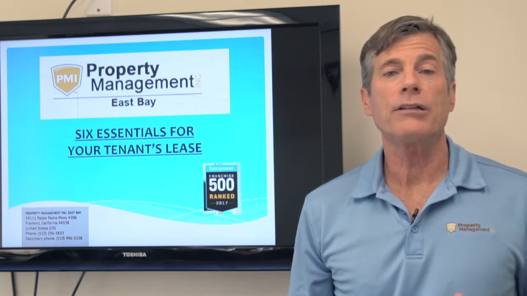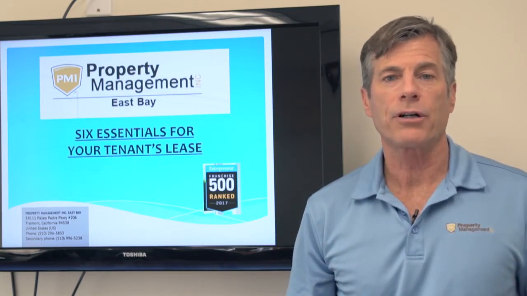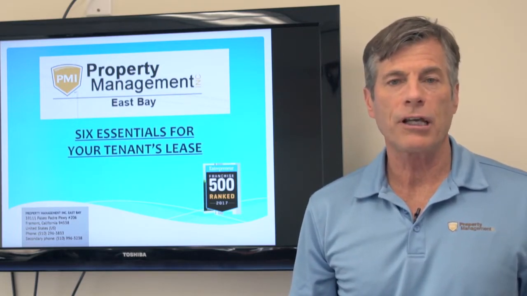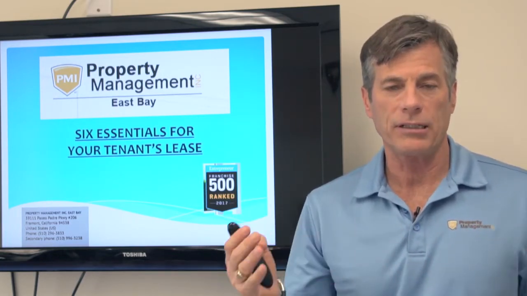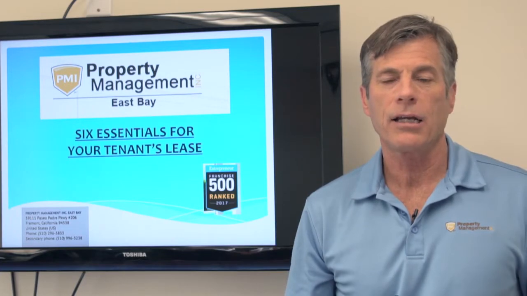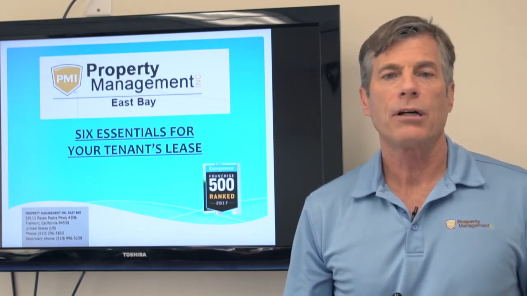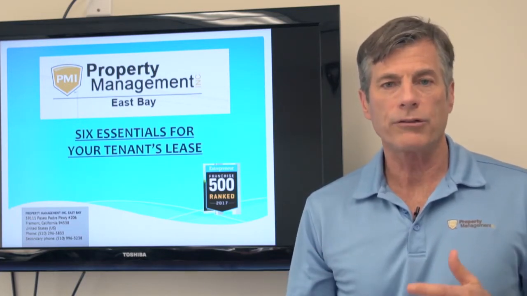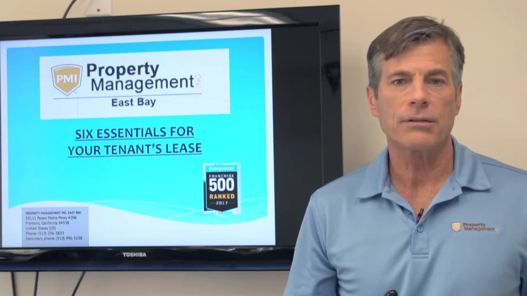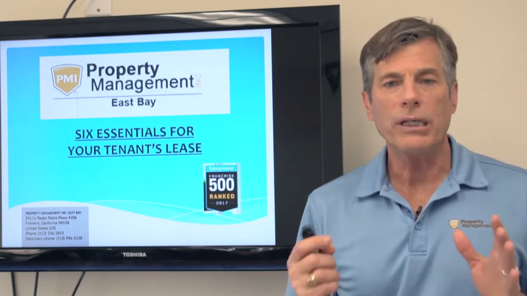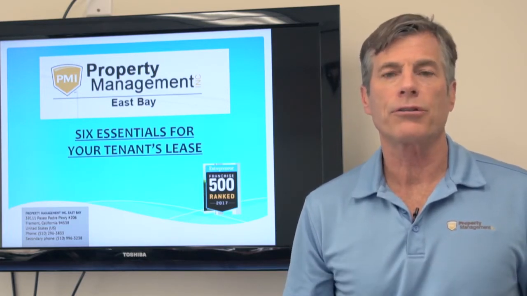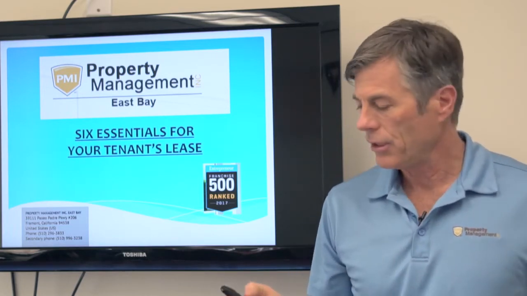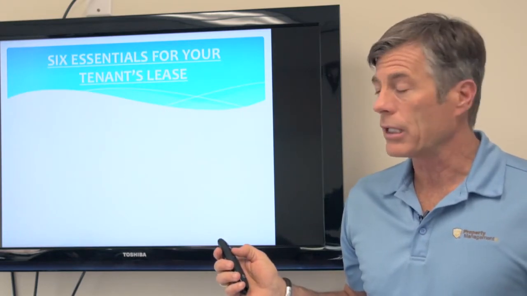You know, I've seen a lot of leases in my years as a property manager. I've seen the Apartment Owners Association lease, the California Association of Realtors lease. I've seen leases downloaded off the internet. They all cover the basics: how much the rent is, when it's due, the lease term. But what we need to talk about here in this video are some additional essentials that you want to have in your lease. And there's actually 6 of them we're going to cover.